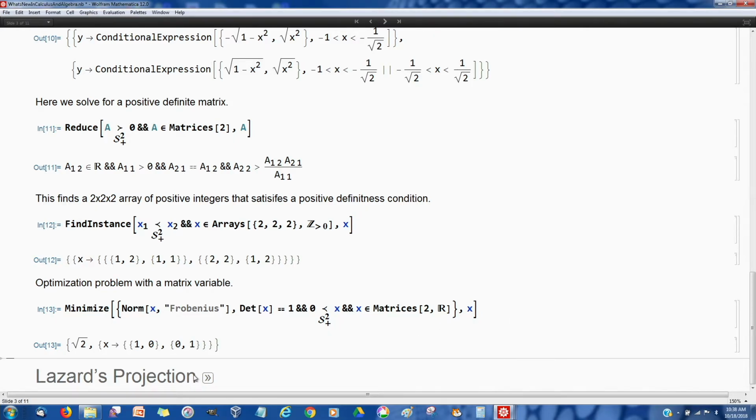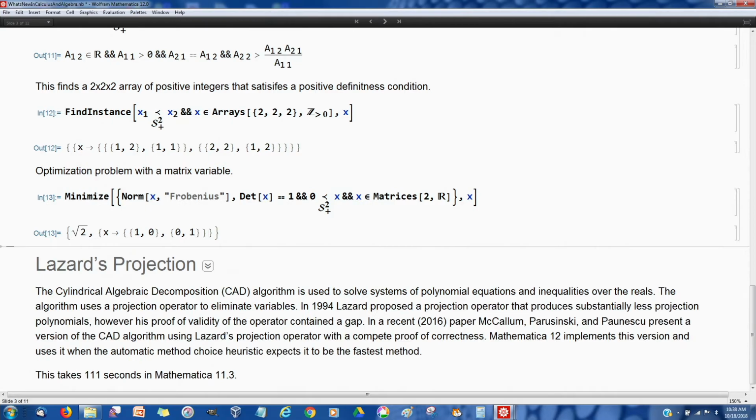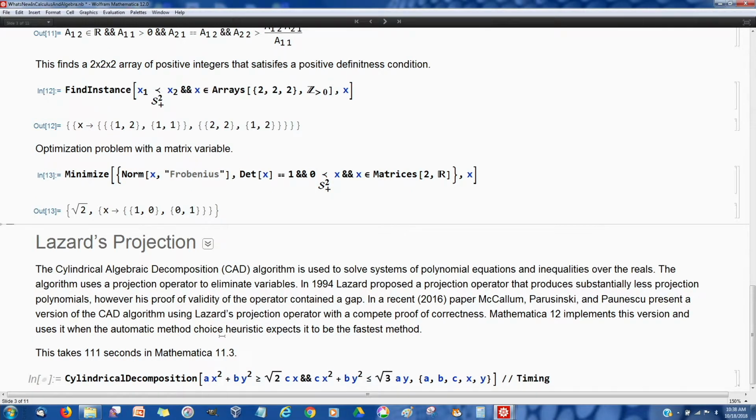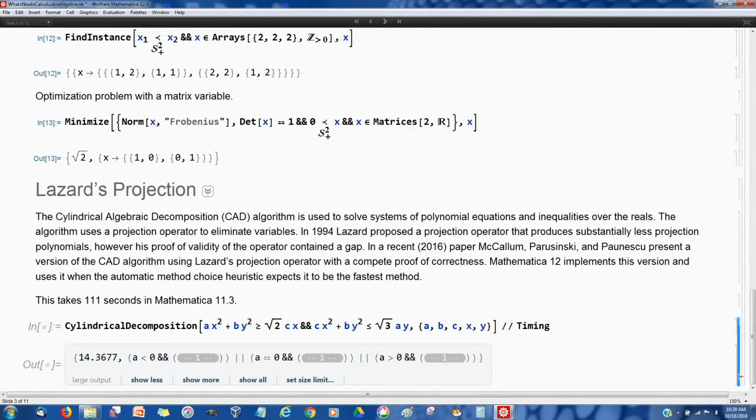satisfied. And Lazard projection, it's slightly technical. So basically, it's an improvement in cylindrical algebraic decomposition algorithm, which makes it much faster for certain inputs. It has been a long-standing conjecture that this projection is correct. It has been recently proven, and we have added it. And we can solve this problem in 14 seconds instead of 111.